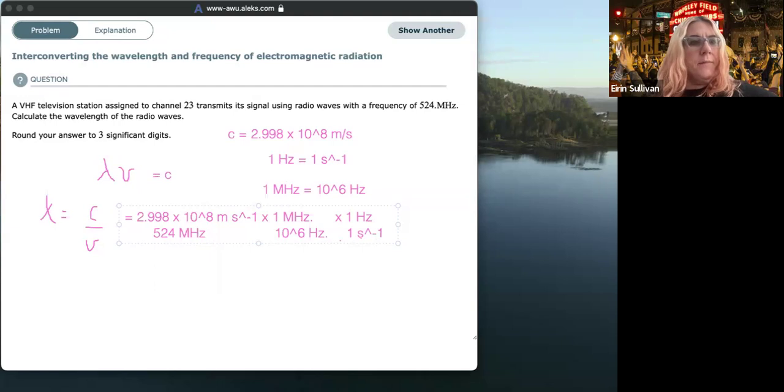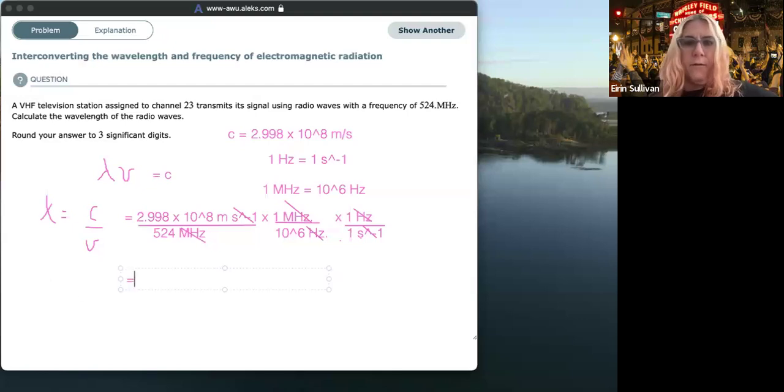So I'll show you what I mean, because I like to make sure we are being consistent with our units. So that is C over our frequency, and then converting megahertz into hertz. So there goes megahertz. And then converting hertz into seconds to the -1, like so. Then my seconds to the -1 is going to cancel out, leaving me with my wavelength in meters.